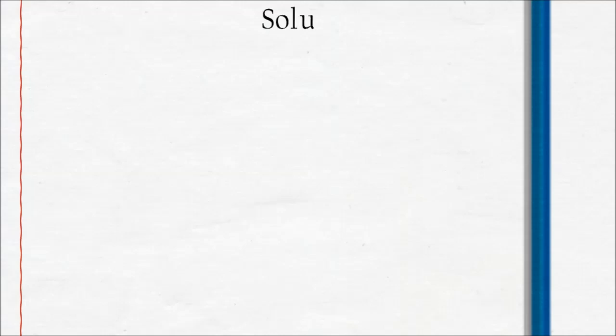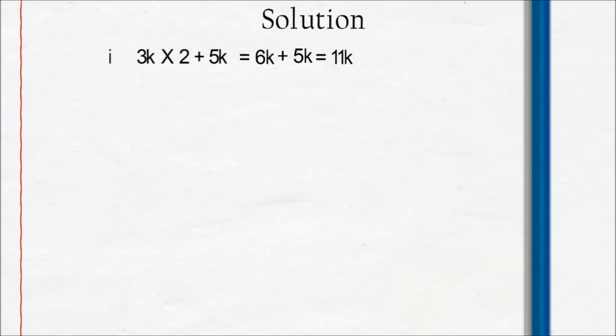Alright, so our solution will look like this. To number 1, we have 3k multiplied by 2 plus 5k. So we carry out the multiplication operation first. So we're going to have 2 multiplied by 3k to give us 6k, then plus 5k. Now 6k plus 5k would give us 11k.